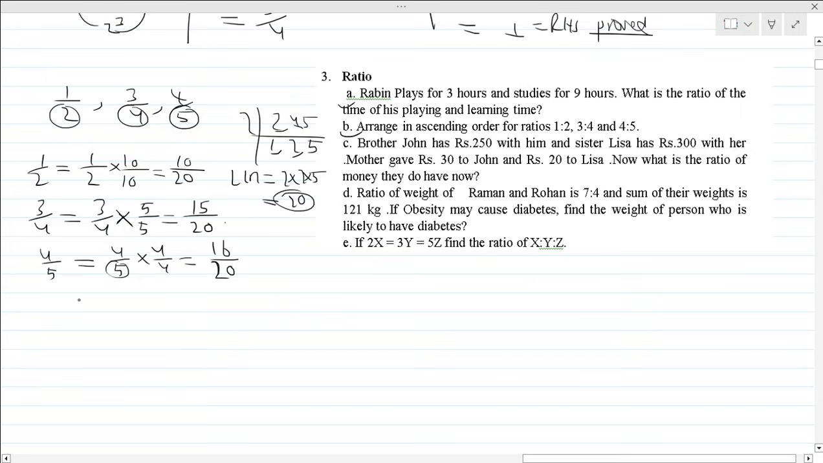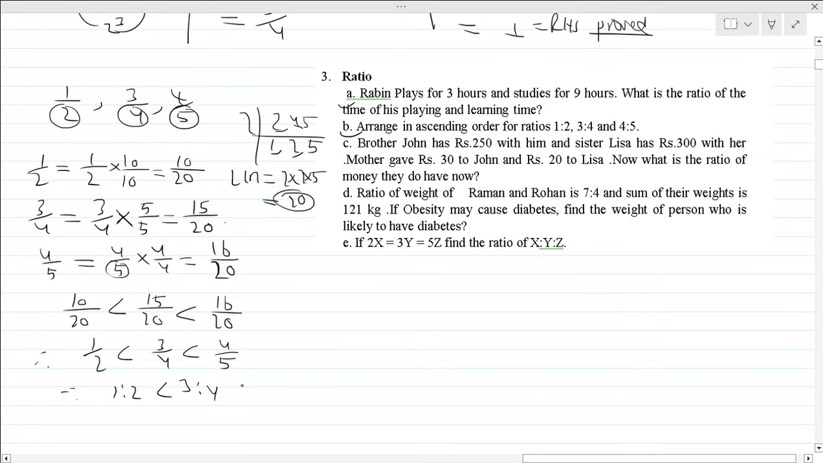So first you show it with the comparative fraction. Compared to 10 by 20, 15 by 20 is greater, and compared to 15 by 20, 16 by 20 is greater. And actually 10 by 20 is 1:2, 15 by 20 is 3 by 4, and 16 by 20 is 4 by 5. So compared to 1:2, 3:4 is greater, and compared to 3:4, 4:5 is the greater ratio. This way we got number B done.